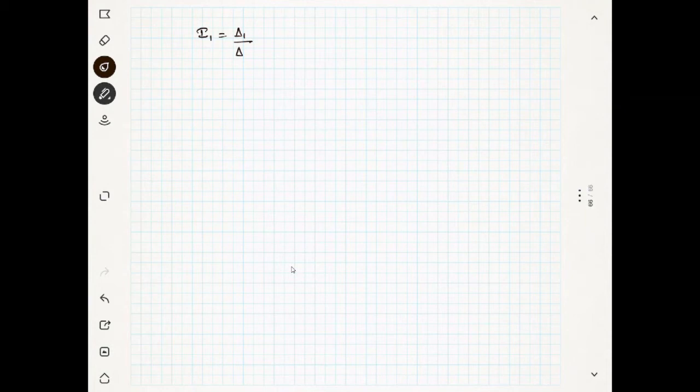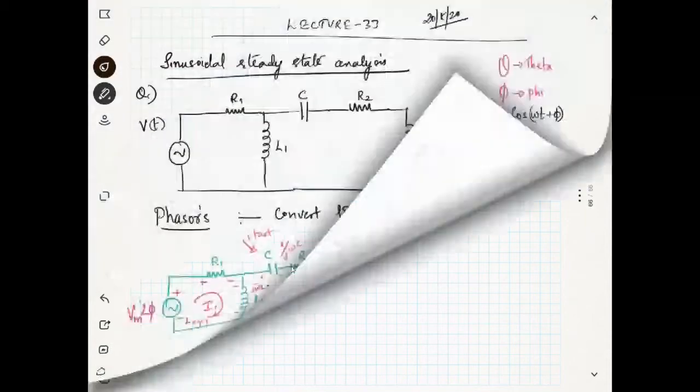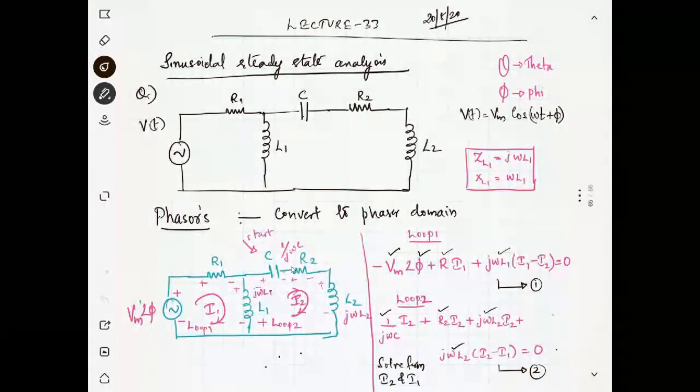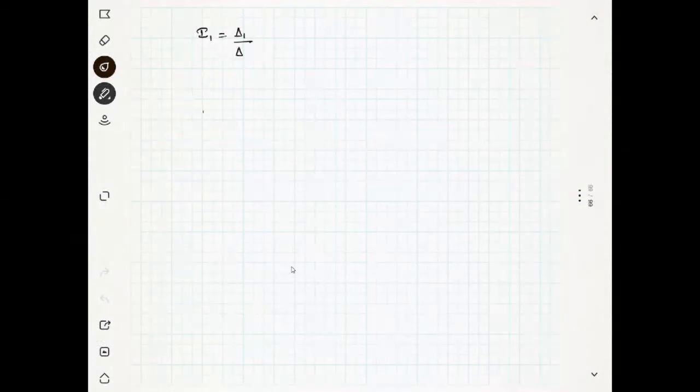You might know the determinant method. I1 is equal to delta 1 by delta. I think you are very familiar with that method, so I am not going to solve this. The only thing you should be very careful about is that you are working with complex numbers. Nothing else. If you know how to work with complex numbers, everything is the same. So you can find I1 as delta 1 by delta and I2 as delta 2 by delta.